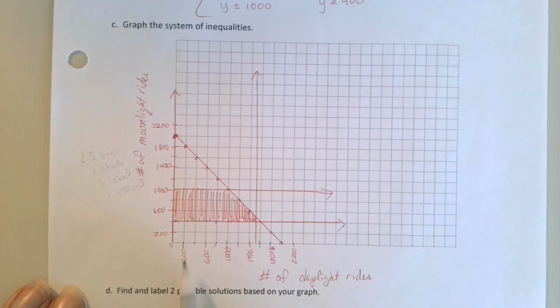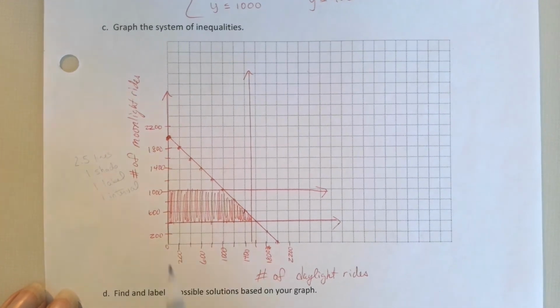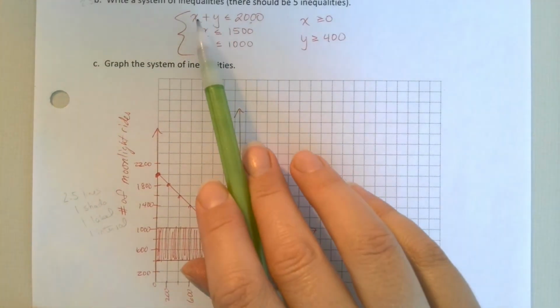I found that counting by 200s works, so 200, 400, 600, and I like to try to use the same interval on each axis if possible. So I counted by 200s on each, so I could use slope, rise over run, but I chose just to use my x and y intercept.